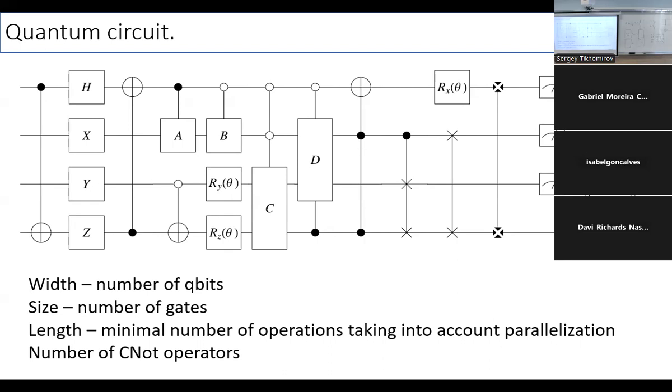And typically we need to speak about the complexity of algorithms, and here there are important properties. Width is the number of qubits, so here it is 4. Size is the number of gates in total: 1, 2, 3, 4, 5, 6, 7, 8, and I would not continue. And length is the number of steps which cannot be done in parallel.